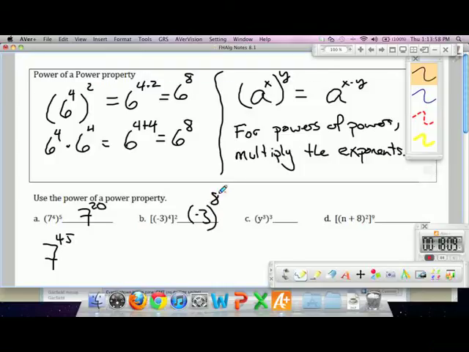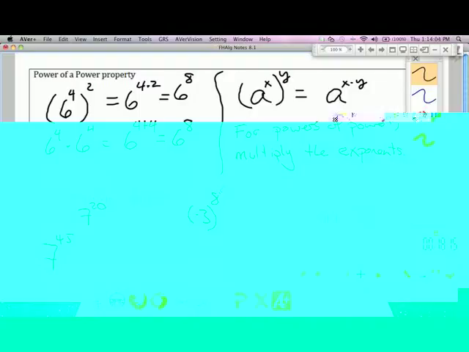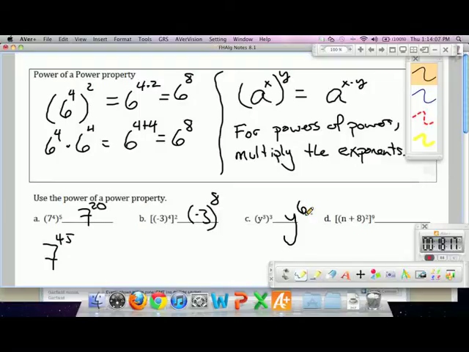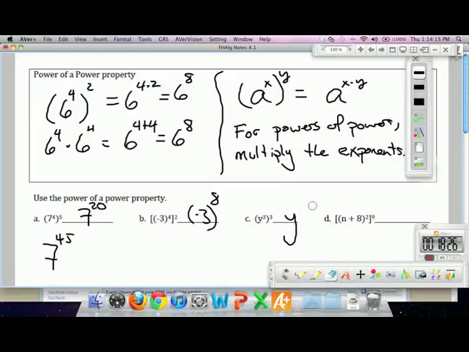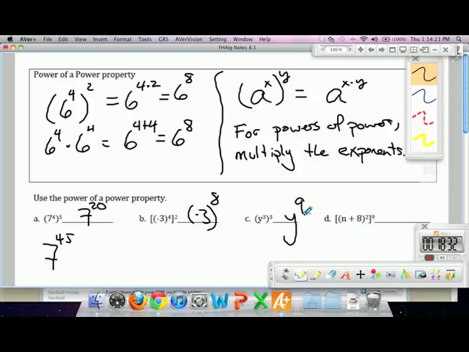Let's see. Y to the 3rd power, that's what, y to the 6th. Wouldn't it be 9? Oh, I shouldn't have added them together, right? I should have multiplied them. Yeah. Nice catch. Actually, the 9th power, don't add them. Power of power says multiply them. 3 times 3 is 9.